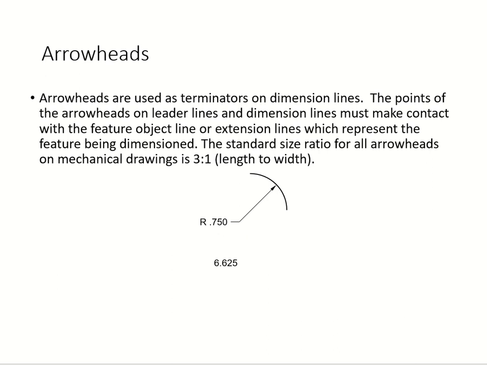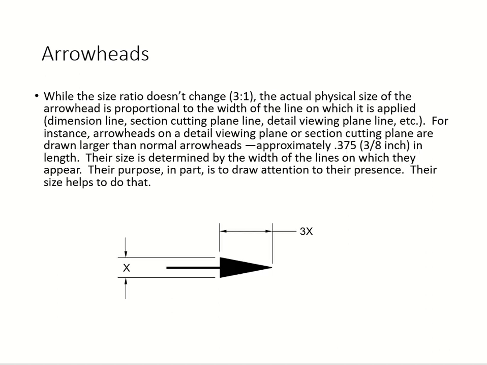This one, just ignore. I don't know what that is from the textbook. Then we continue. Here you can see your ratio is 3:1, 3 to 1. The actual physical size is proportional to the width of the line on which it is applied. So again, your length is 3 and head is 1.